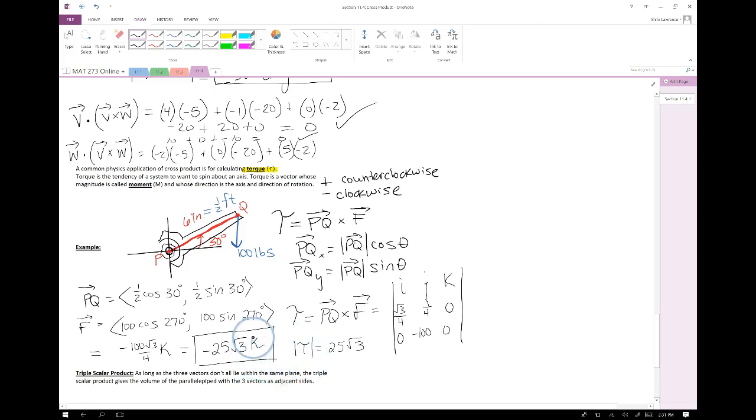Also, the direction associated with this torque is only in the z direction. That means the z-axis is what we're trying to spin around. It's serving as our axis of revolution. And because it's negative, it's wanting to spin clockwise around the z-axis. So this system has a tendency to want to spin clockwise around the z-axis with a moment of 25 radical 3 foot-pounds, which is about 60-ish, I'd say.